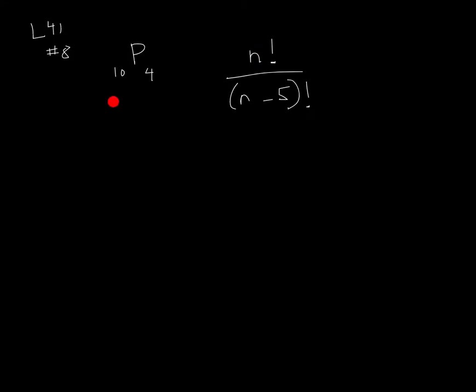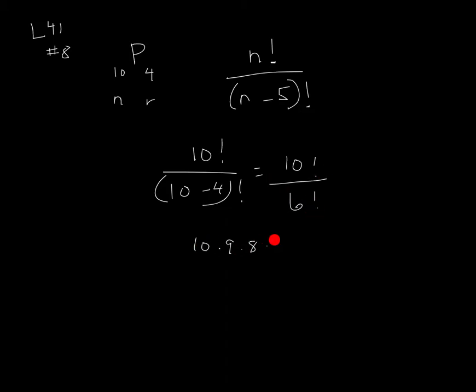This is your N, and this is your R. Kind of important you know which are which there. It's in alphabetical order. N comes before R. So we're going to have 10 factorial over 10 minus 4 factorial. So you get 10 factorial over 6 factorial, which is 10 times 9 times 8 times 7. The 6 down cross off. You multiply that in your calculator, and you get 5,040.